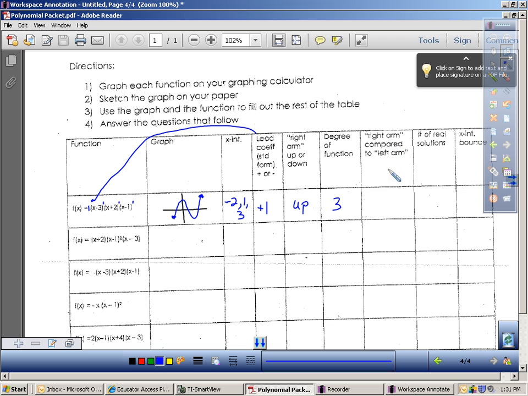Let's compare the right arm to the left arm. The right arm's opening up. The left arm's opening down.